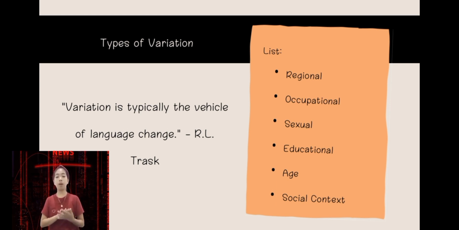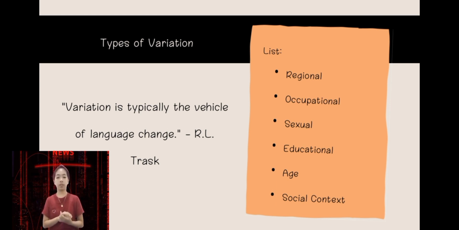Let's move to the types of variation. The first is the regional variation. This means that people from different regions or places may use language differently. For example, Bisaya spoken in Visayas may have different vocabulary or pronunciation than Bisaya spoken in other regions. Second, occupational variation. This means that people in different professions or jobs may use language differently. For example, medical professionals may use specific terms that are not commonly used by others.